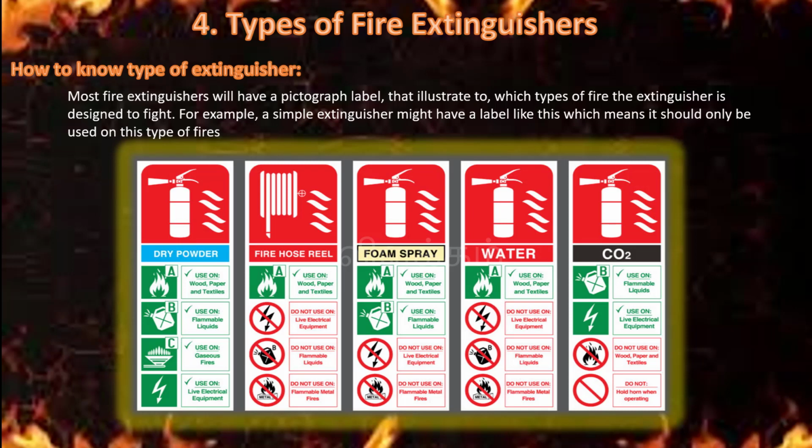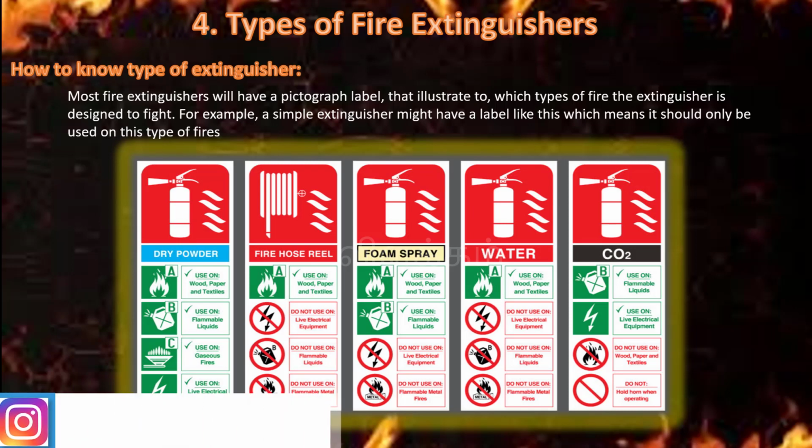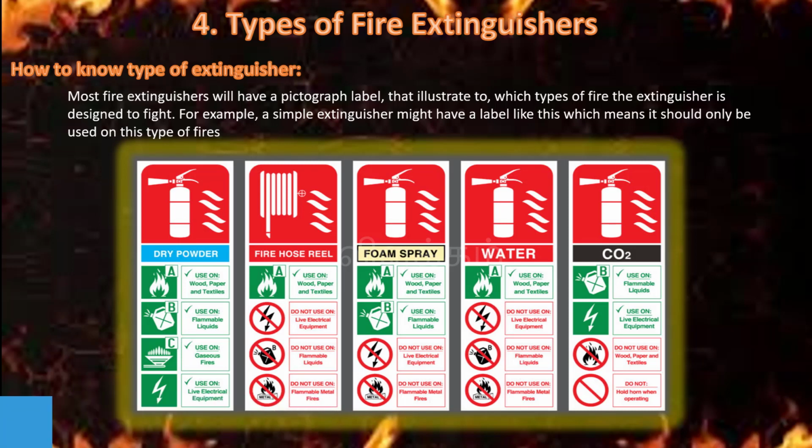First we see how to identify the type of fire extinguisher. How to know the type of extinguisher? Most fire extinguishers will have a pictograph label, that means a picturized label, that illustrates which type of fire the extinguisher is designed to fight. For example, a simple extinguisher might have a label like this. See here, the picture, which means it should only be used on this type of fires.